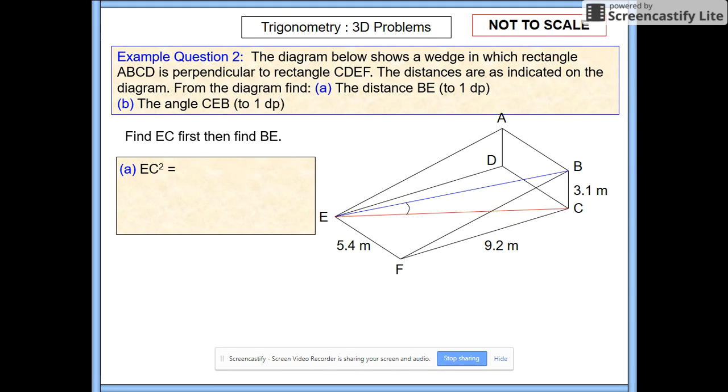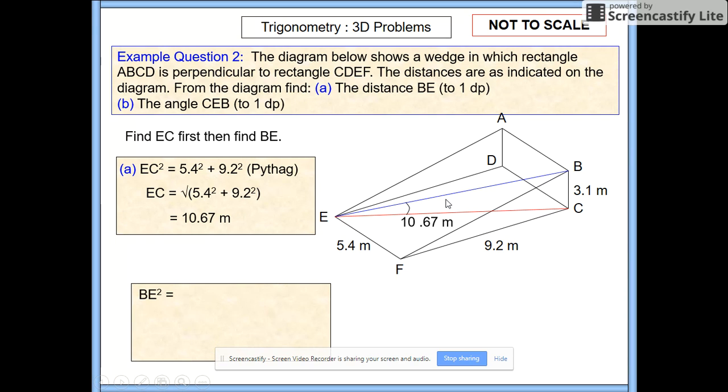When we find EC, we use Pythagoras, because we know that's 5.4, we know that's 9.2, so we use Pythagoras, and we find that this line here is 10.67. Now we can use it from the side, and we can take that right angle and do it again. Okay, so now we're going to do Pythagoras again, so we can find out what our hypotenuse is. There we go, 11.1 meters.